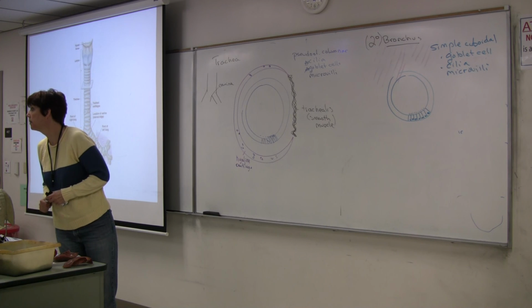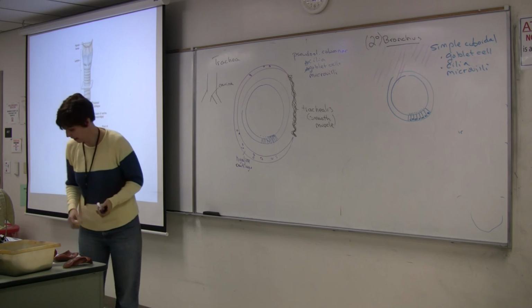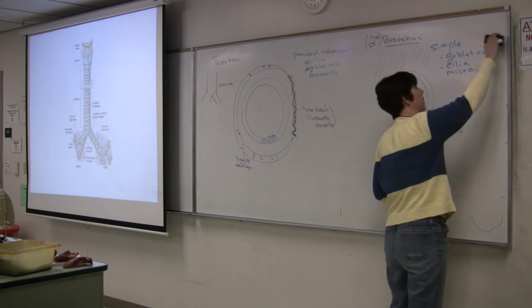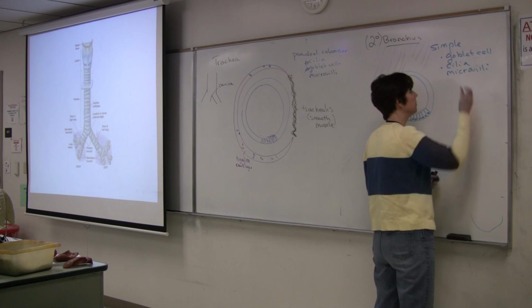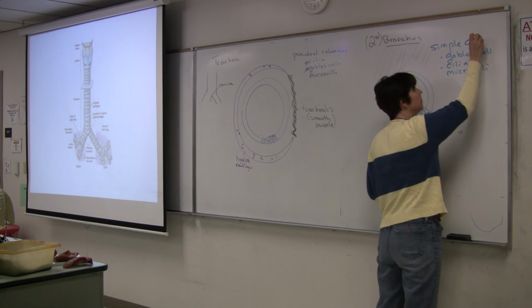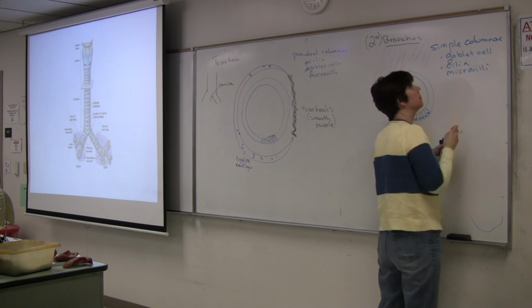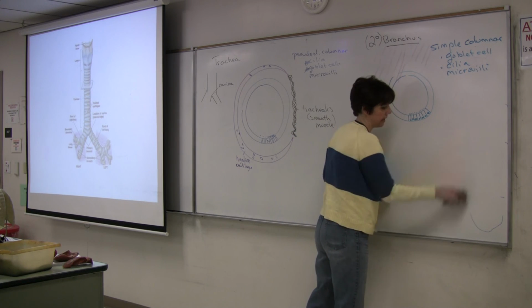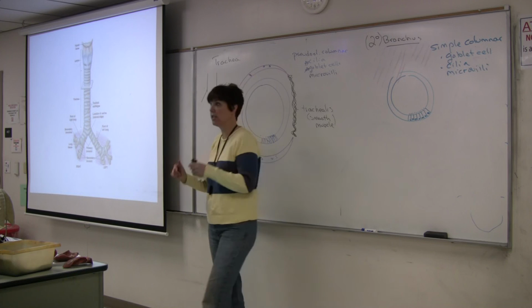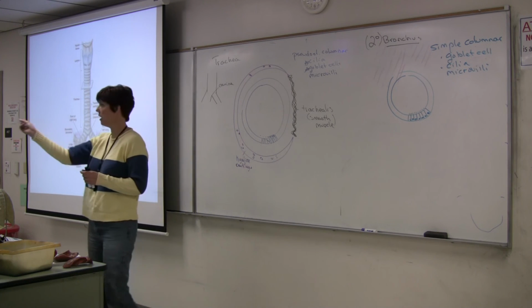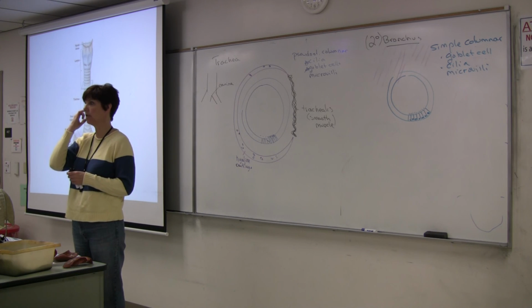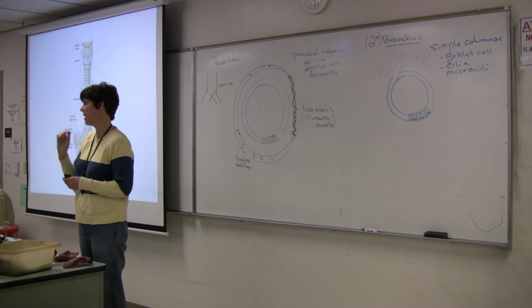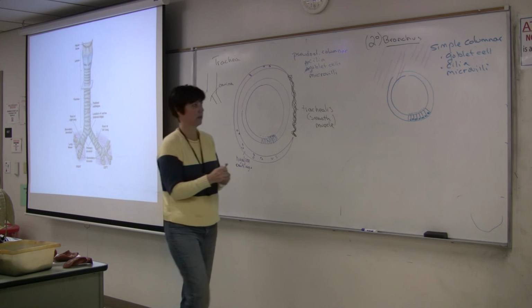Yes? Sorry, you said simple colloidal or columnar? I'm sorry, thank you for catching that. Columnar. Okay? So the cartilage is present in what I describe as a discontinuous ring. So cartilage is all the way around, forms a ring of cartilage around the bronchus, but it's not a single piece. It looks like stepping stones.